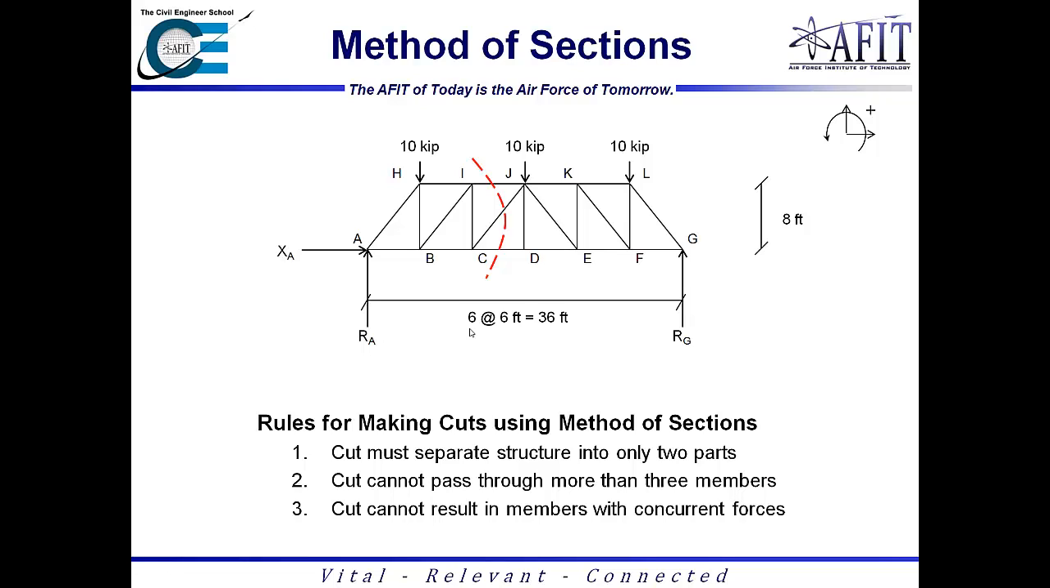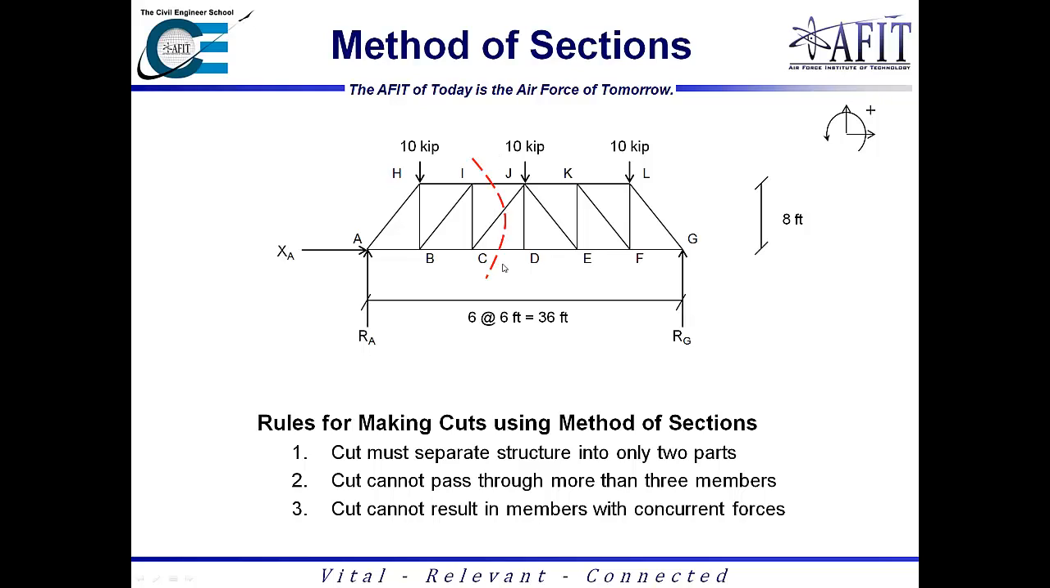There is a simpler way, and it's called the method of sections. The rules for making cuts using the method of sections are: the cut must separate the structure into only 2 parts, it cannot pass through more than 3 members, and it cannot result in members with concurrent forces. Right now, I'm trying to make sure I stay true to all 3 rules by cutting right here.